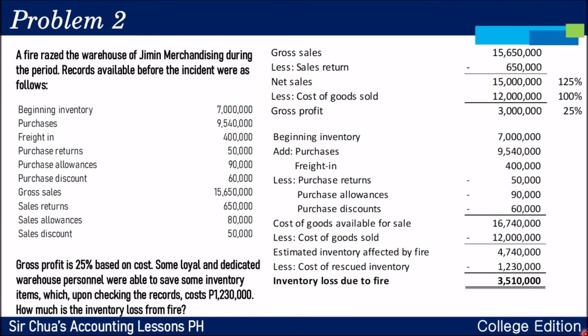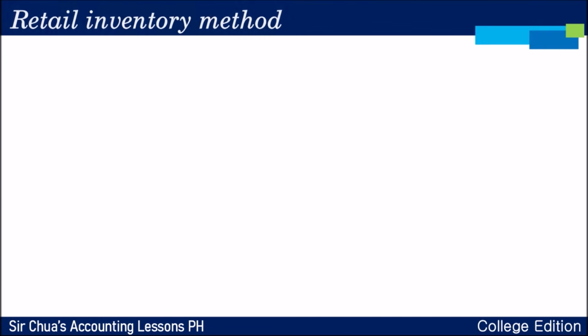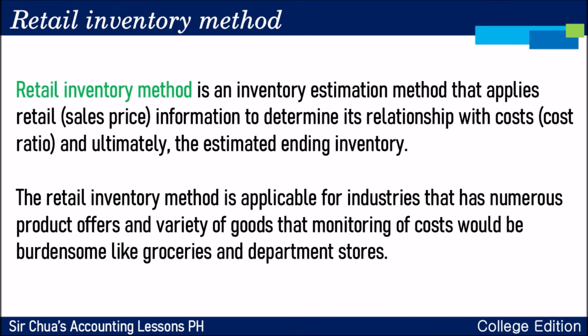At we can now proceed to your retail inventory method. Retail inventory method is an inventory estimation method that applies retail or the sales price. Pag sinabi po natin retail price, that's the selling price. So we use that information to determine its relationship with the cost and ultimately the estimated ending inventory. So two sides po yung titignan natin dito, the cost of the inventory and the retail price of the inventory pag nasa selling area siya. Magkano ang selling price niya. Okay?